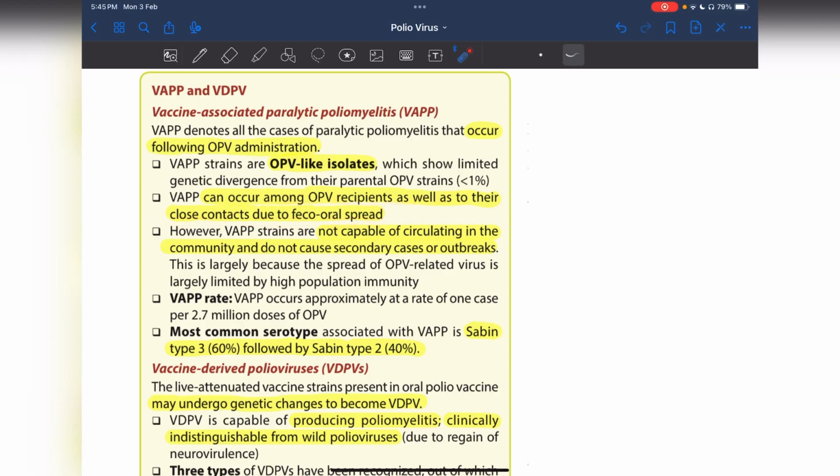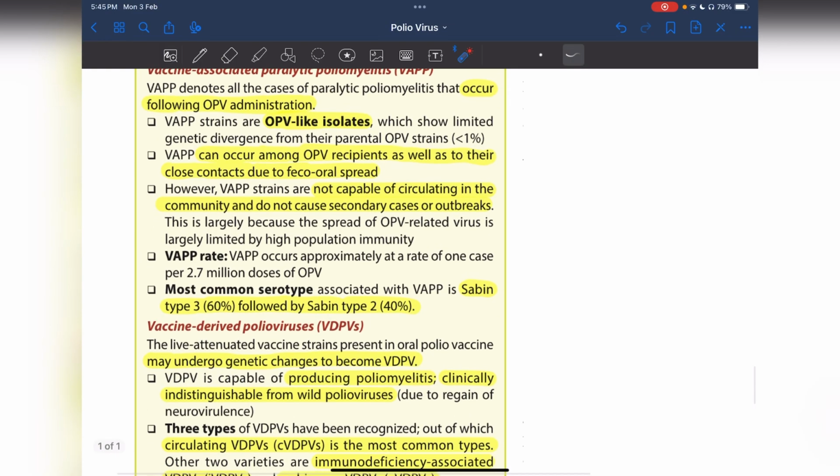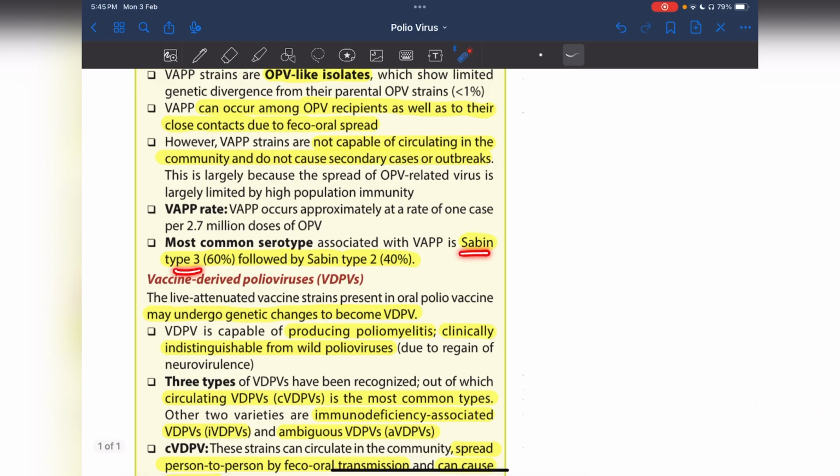But VAPP strains are not capable of circulating in the community and do not cause secondary cases or outbreaks. This is important. They do not circulate, but they are caused due to administration of OPV. The most common serotype that causes VAPP is Sabin type 3, that means OPV monovalent 3.